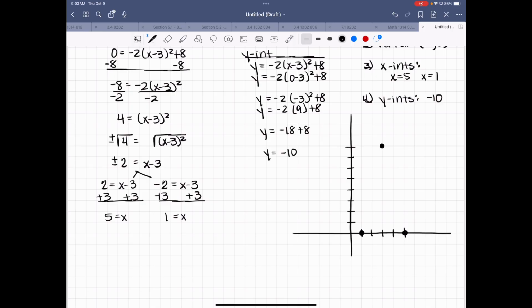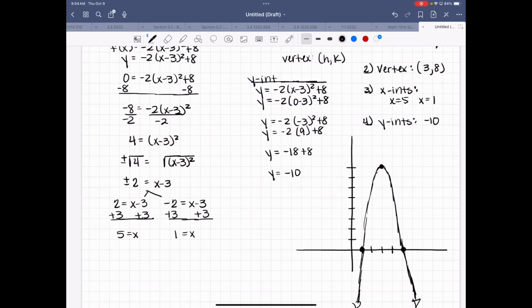Okay. And then I have a y-intercept at negative 10. We're not going to quite get there to hit that y-intercept of negative 10. That's okay that we don't make it. We only need 3 points to draw that parabola. Okay? And sure enough, it opened down. Are we good?